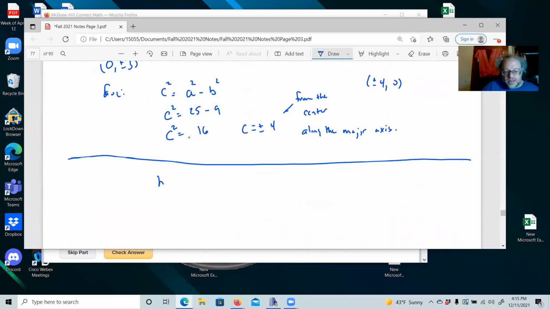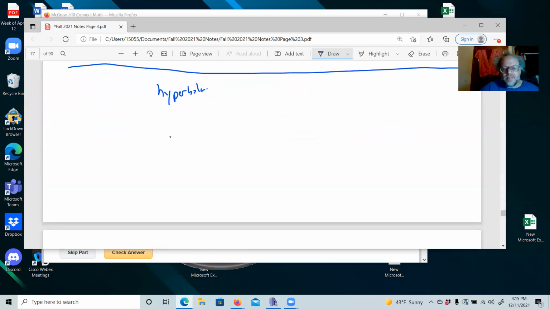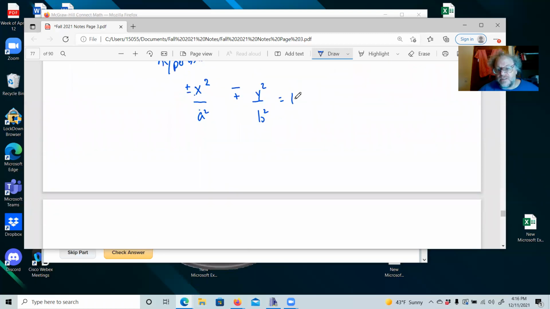Now for hyperbolas, okay, what we're going to have is a plus or minus. There could be a sign here, and then minus or plus y squared over b squared is equal to 1. That's the standard form, all right? All this is trying to say is that if x is plus, y is minus. If x is minus, then y is plus. It's the only thing that we're really trying to say here. They have to have opposite signs.